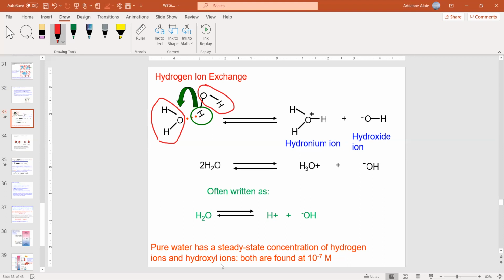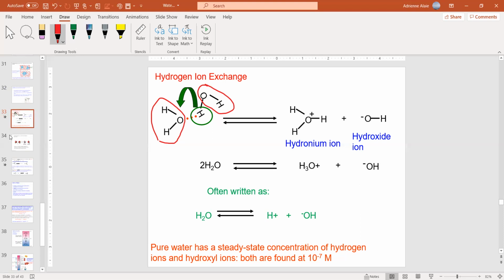Okay, so at this steady state, these ion concentrations are found at 10 to the negative 7. They have to equal one another, because if you're in pure water, you don't get a hydroxide ion without a hydronium ion, because they're coming from the same process. And so they have an equal concentration, this to this, in pure water, because they only come about at the same time.